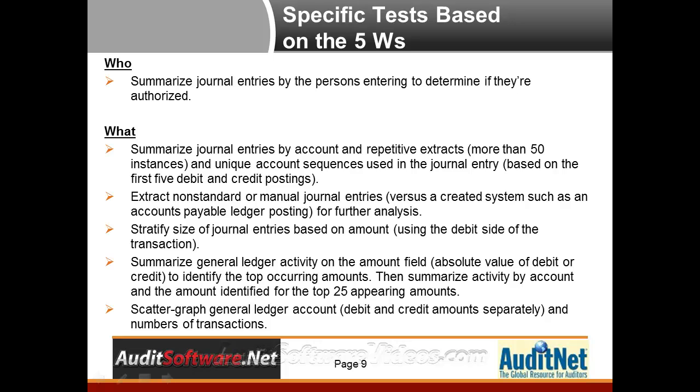Extracting non-standard journal entries versus standard journal entries. Maybe taking a look at the amount field. What are those amounts that are being posted a lot? Do we have a lot of pennies, for example, 1 cent, that is being posted to the general ledger over and over and over again? Why? It's just something like that.